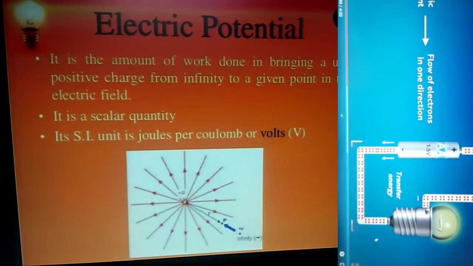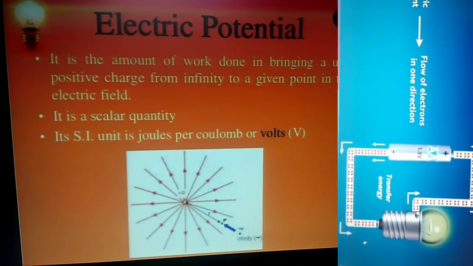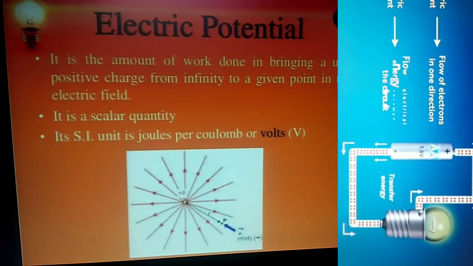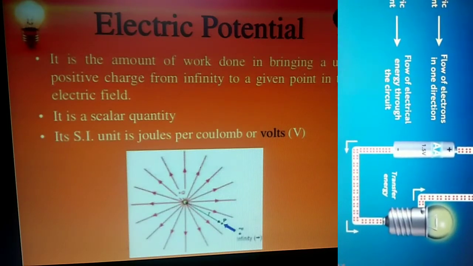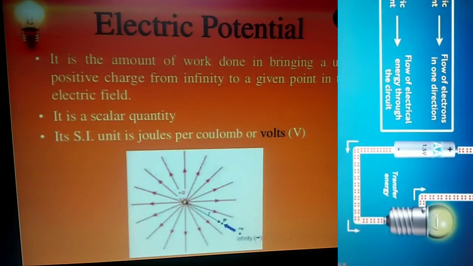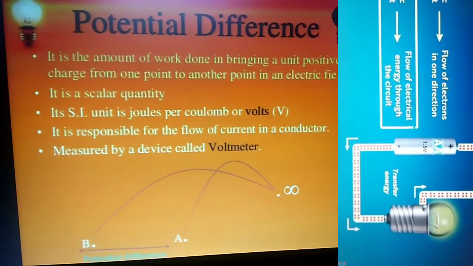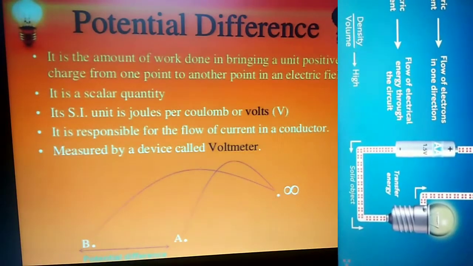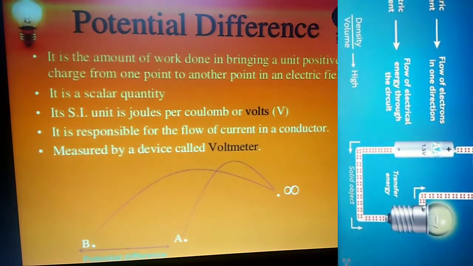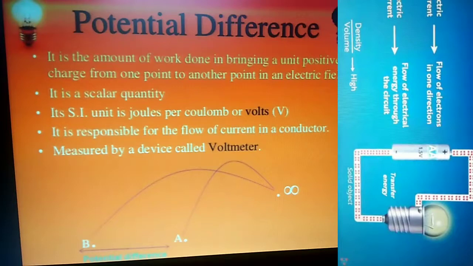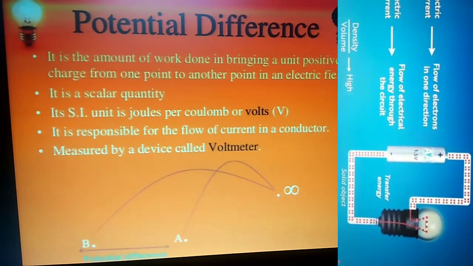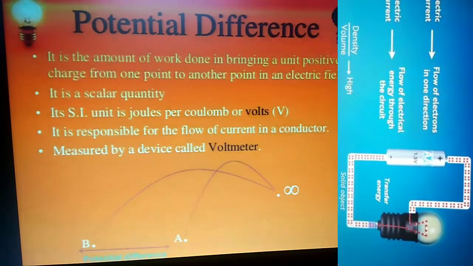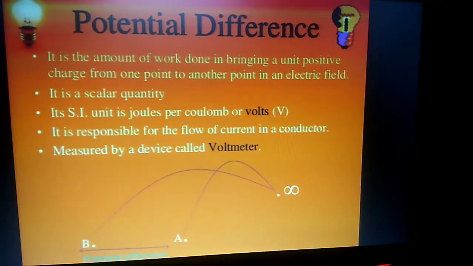Electric potential is the amount of work done in bringing a unit positive charge from infinity to the given point in the electric field. It's a scalar quantity. Its SI unit is joules per coulomb or volts. What is potential difference? It's the amount of work done in bringing a unit positive charge from one point to another point in an electric field. It is also a scalar quantity. Its SI unit is joule per coulomb or volts. It is responsible for the flow of current in a conductor, measured by a device known as voltmeter.